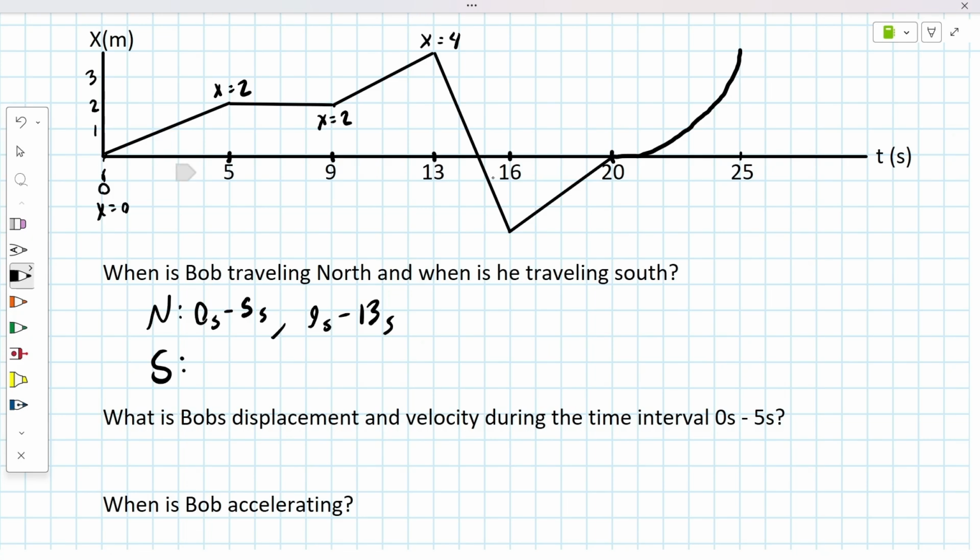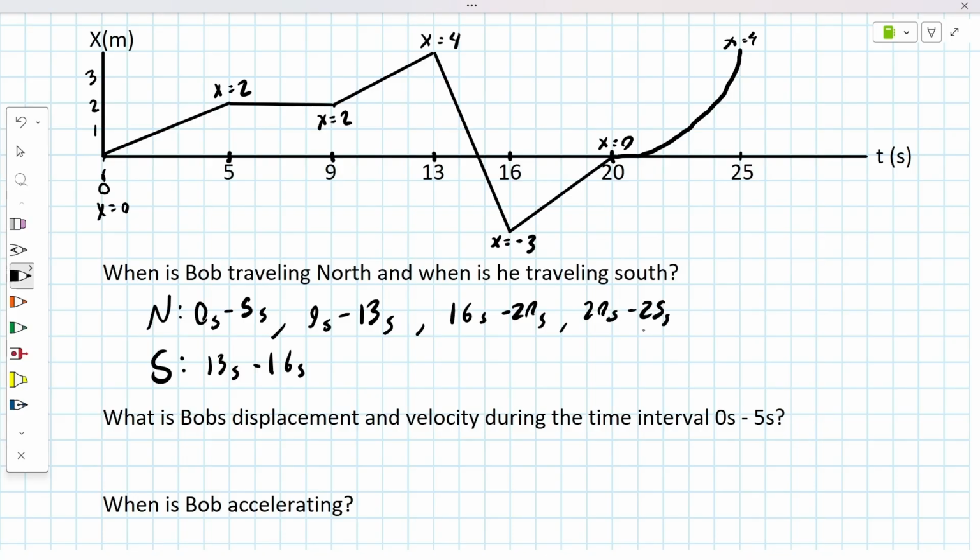Alright, so now at 16 seconds, he's all the way down here at x equals negative 2, or negative 3. Since he's going from a large value to a small value, he's traveling south from 13 seconds to 16 seconds. Okay, and then at 20 he's at 0 again, which means he's again traveling north from 16 seconds to 20 seconds, and then from 20 to 25 he ends at x equals 4 again, so he's also traveling north from 20 to 25.